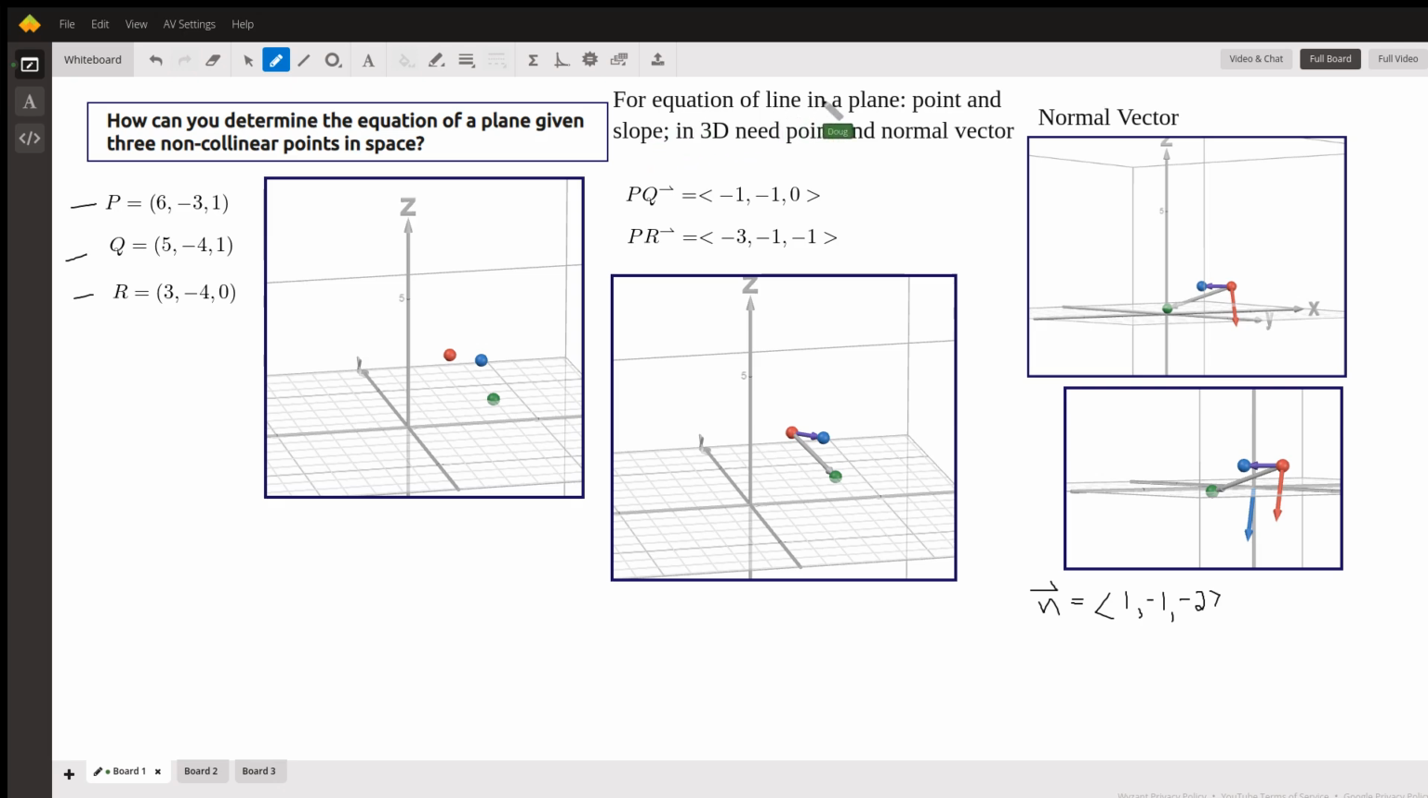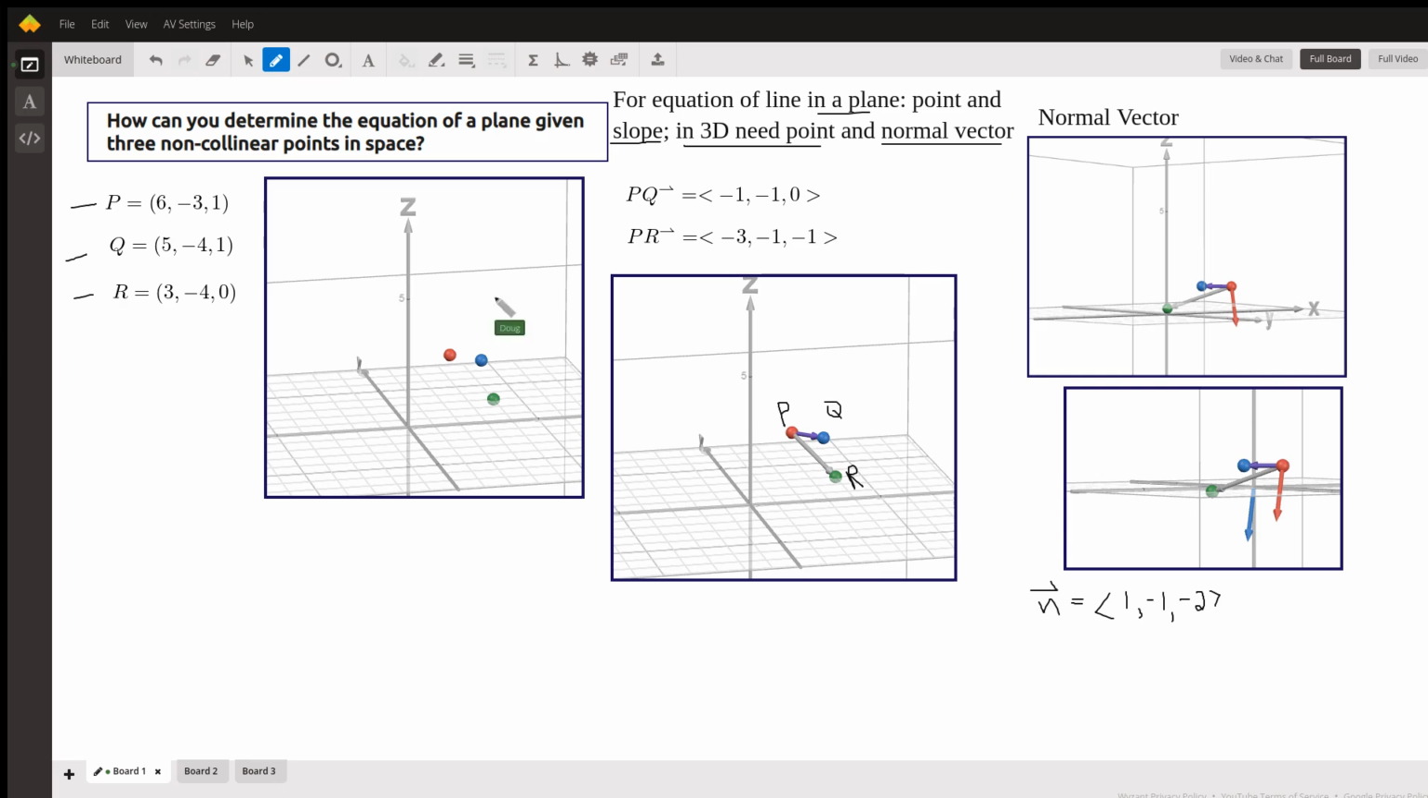Now, for the equation of a line in a plane, you need a point and the slope of the line between any 2 points on that line. In 3D, you need a point and what's called a normal vector. So what we do is we take this point P here, and we determine 2 vectors that have to lie in the plane. So this is like Q and R.